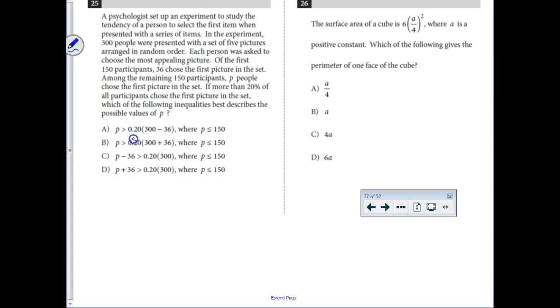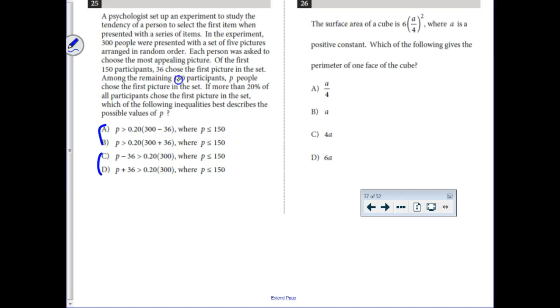This is something I need to worry about. Here we have this 0.2 times some numbers. In these 2 versions, which are very similar, versus these 2 versions, which are very similar, I have to figure out which ones I should be focusing on. So P is greater than 20% of 300 minus 36. I have to ask myself, does that make any sense?